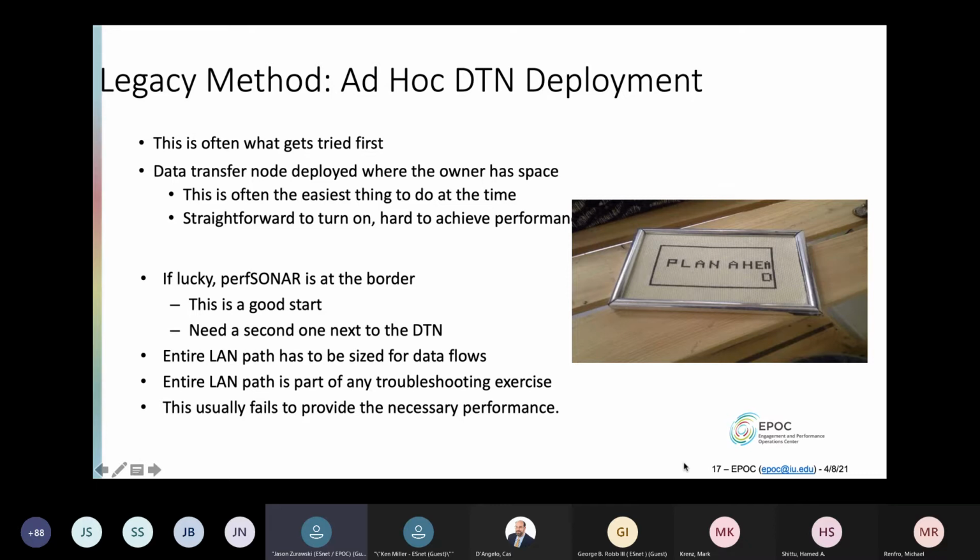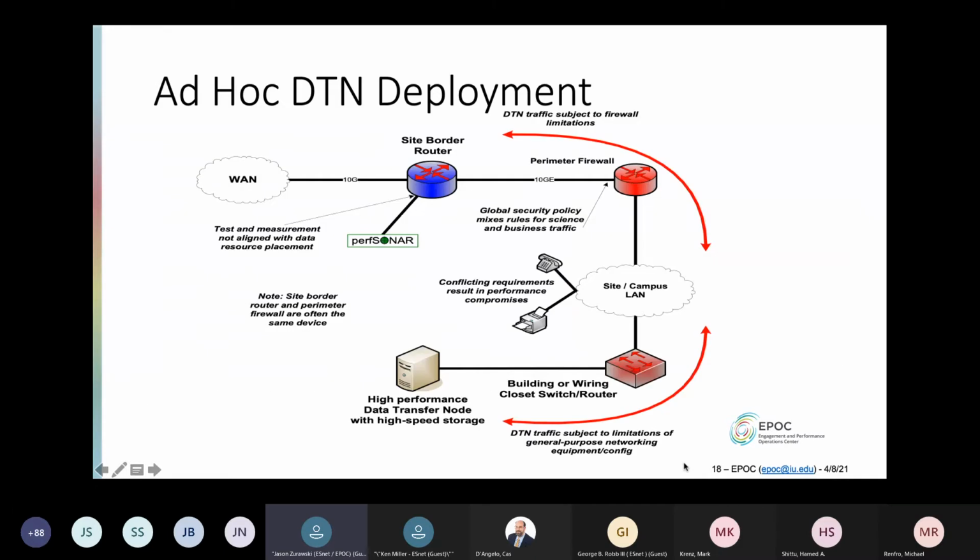All right, so here's the first approach, which is the legacy method of what usually happens if you don't plan ahead. Somebody goes out and they get a data transfer node. Maybe they go to a workshop like this and they hear about George and his magical data transfer node, and they want to install one. So they go out, they buy it, they stick it under their desk, and they turn it on, and they hope for the best. So what does that look like in practice? Well, it could look something like this.